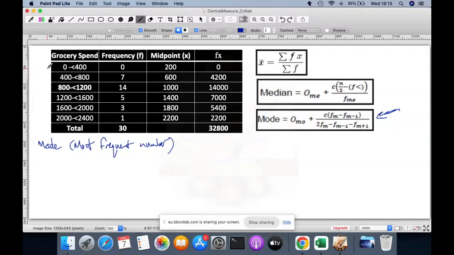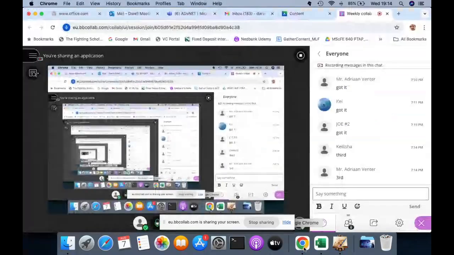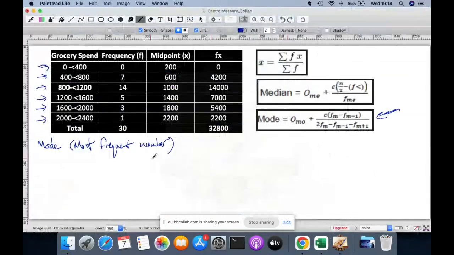Can everyone see which class it is? Is it the first class, second class, third, fourth, fifth, sixth? You tell me in the chat. Which class has the highest frequency? Yes, fantastic. Well done, everyone. It's the third class. Right, so I'm going to erase some stuff here.